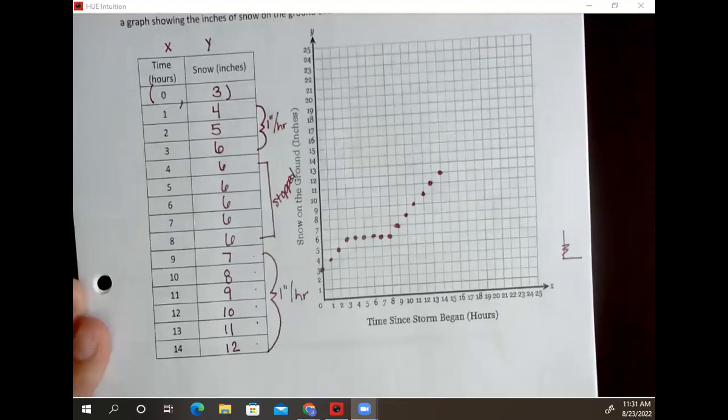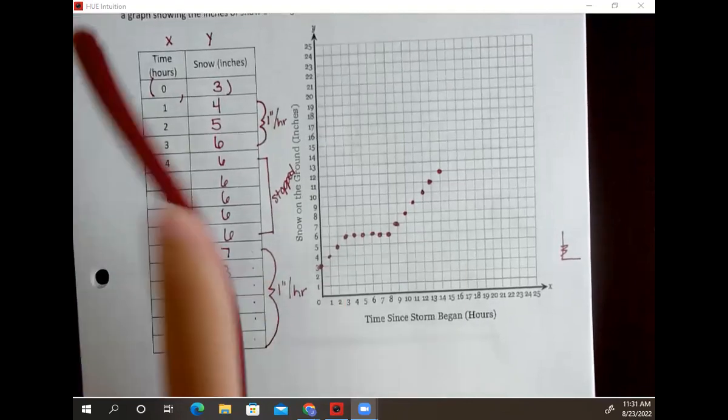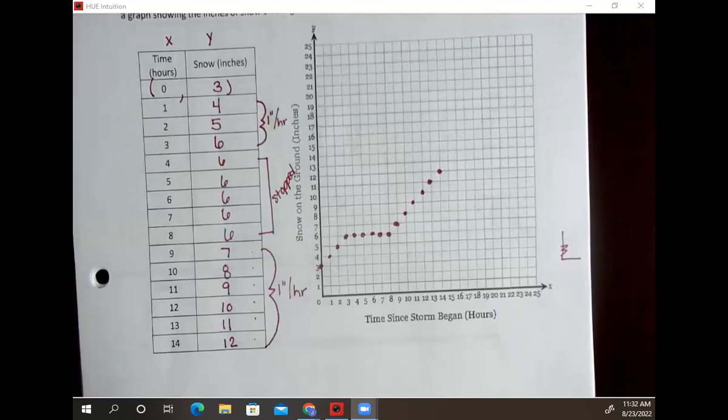Now, the question I want to leave you with for today, and we'll answer this tomorrow. I have plotted the data from my table. Should I connect these points or not? Is this a scatter plot situation, or do I need some lines in here?